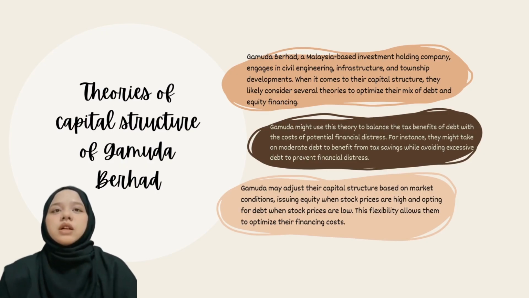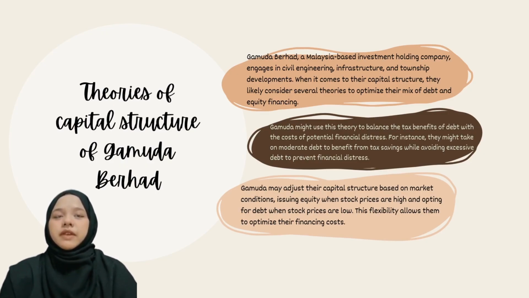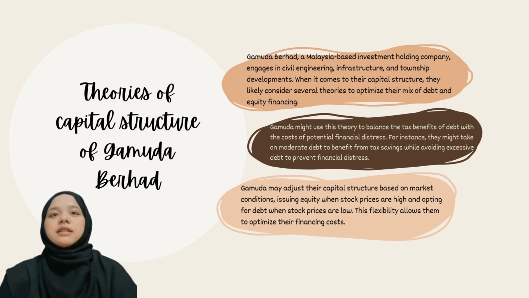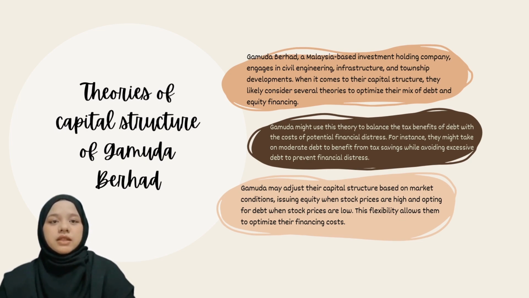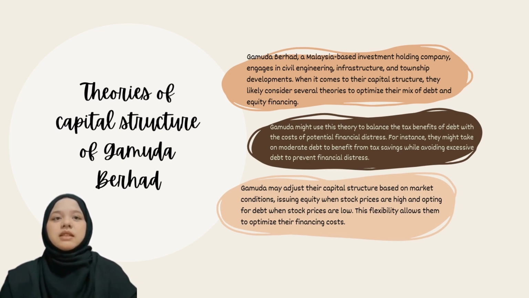So for Gamuda Berhad, a Malaysia-based investment holding company engaged in civil engineering, infrastructure and township development, when it comes to their capital structure, they likely consider several theories to optimize their mix of debt and equity financing. The first one is trade-off theory. Gamuda might use this theory to balance the tax benefits of debt with the cost of potential financial distress. For instance, they might take on moderate debt to benefit from tax savings while avoiding excessive debt to prevent financial distress.